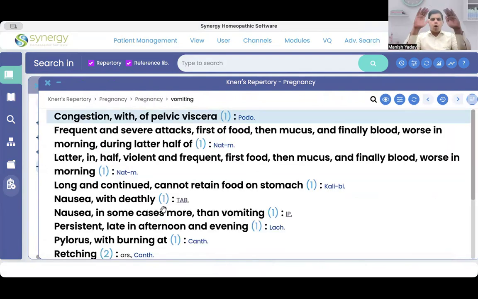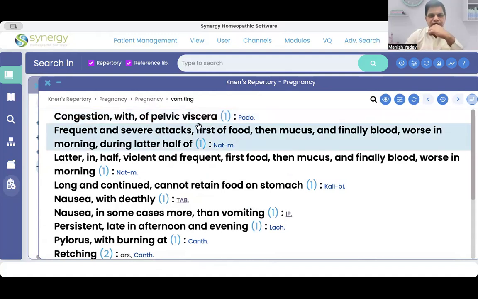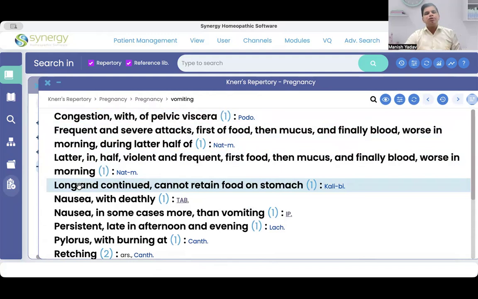And I started reading all the sub-rubrics, trying to match if something matches. With pelvic viscera congestion, frequent severe attack, first food, then mucus, finally bloating morning, later in the half, no. And then I came to this rubric: long continued, cannot retain food on stomach. And then it clicked to me, oh my God, Kali Bichromicum is a very good remedy for stomach ulcer.